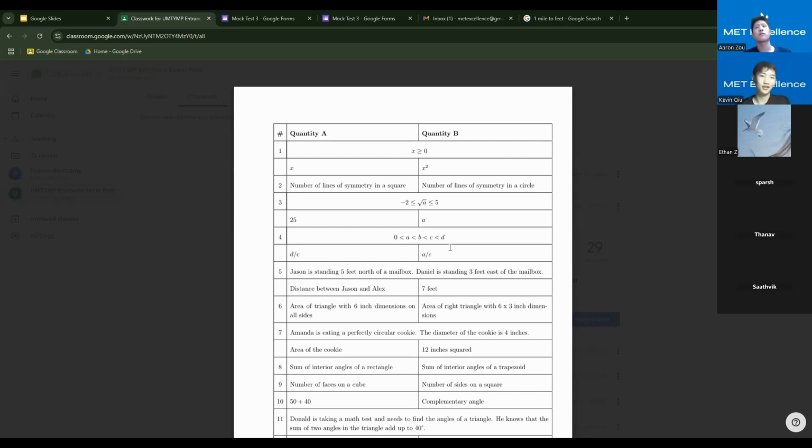Interesting. Okay, so we see that -2 is less than or equal to the square root of a, which is less than or equal to 5. First of all, the negative restriction is kind of redundant because we know that square roots are defined to be non-negative. So really it's 0 is less than the square root of a is less than or equal to 5. But that doesn't really matter.